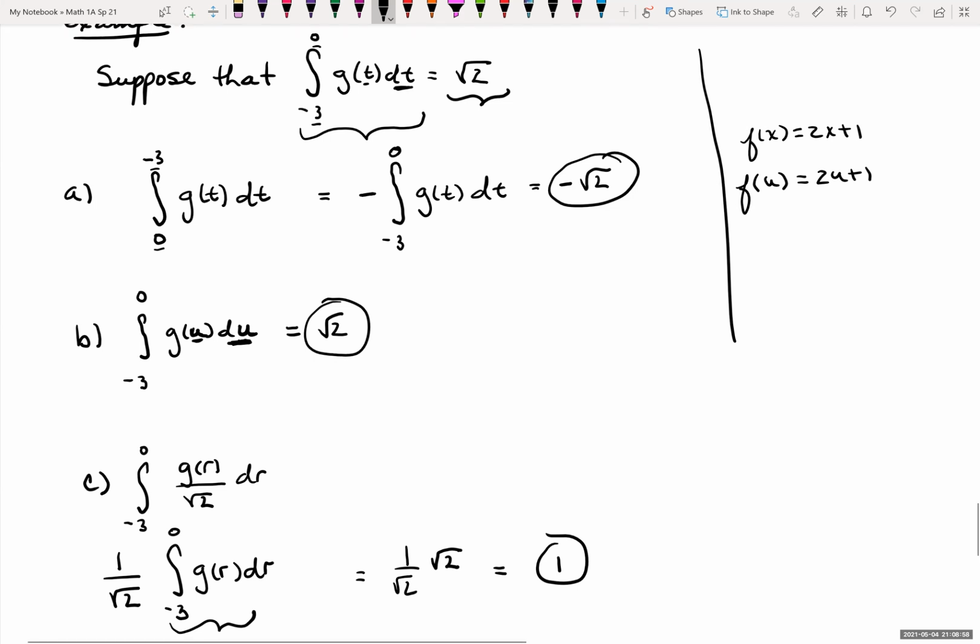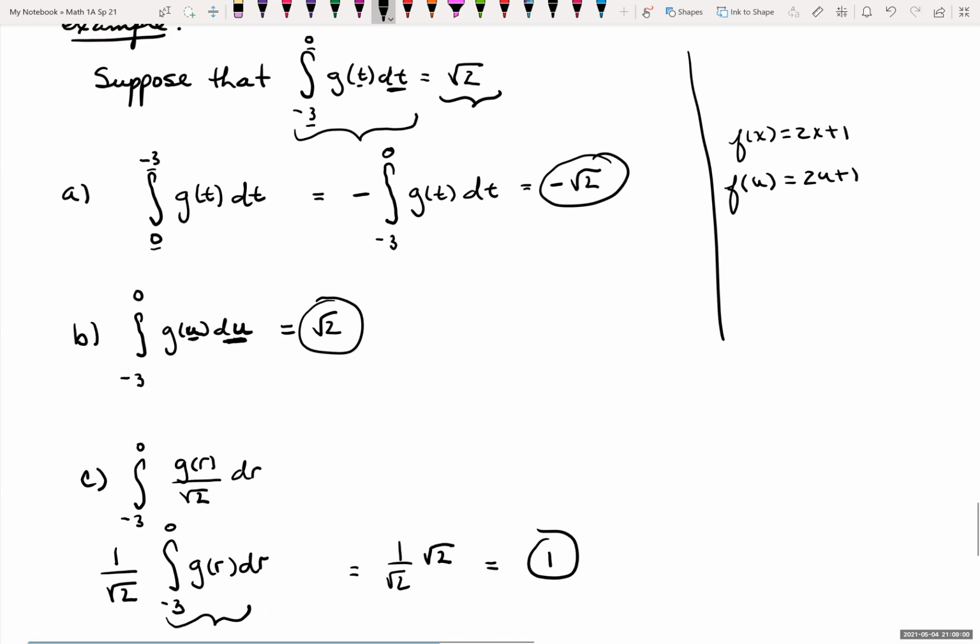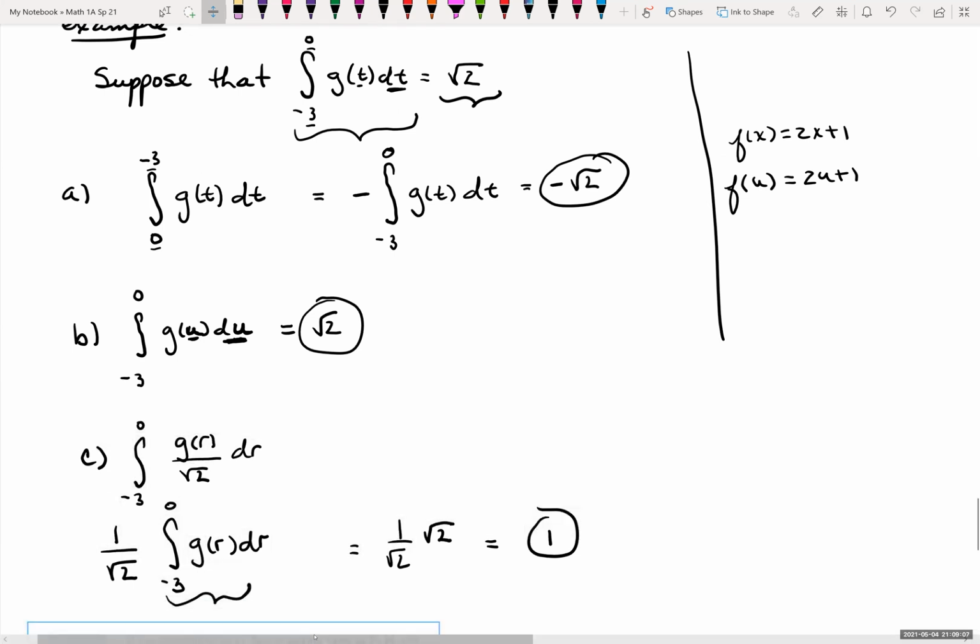So I want to look at one more example, where splitting it up could be helpful.